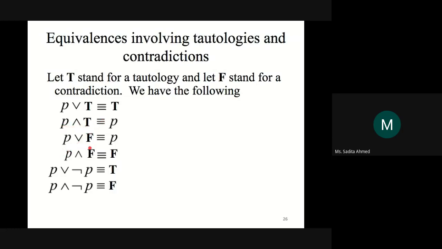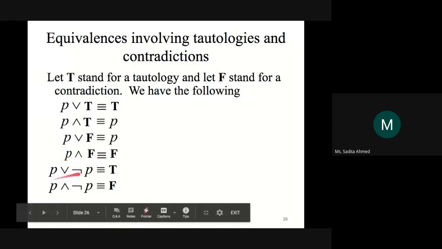P or false: in that case, the truth value depends on the value of P. P and false: since it's the AND operator and we have one false here, it makes the whole statement false. So regardless of the truth value of P, this becomes false. And P or not P is true, and P and not P is always false. We've already established that in tautologies and contradictions.